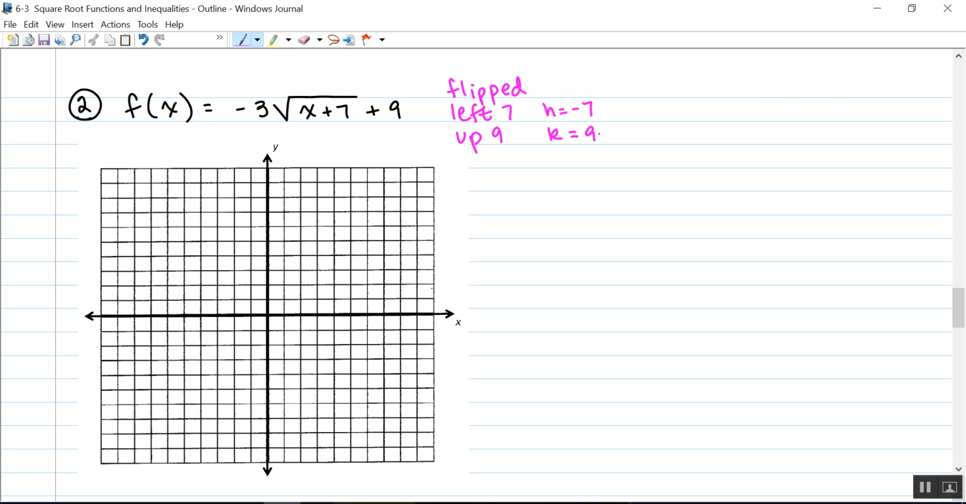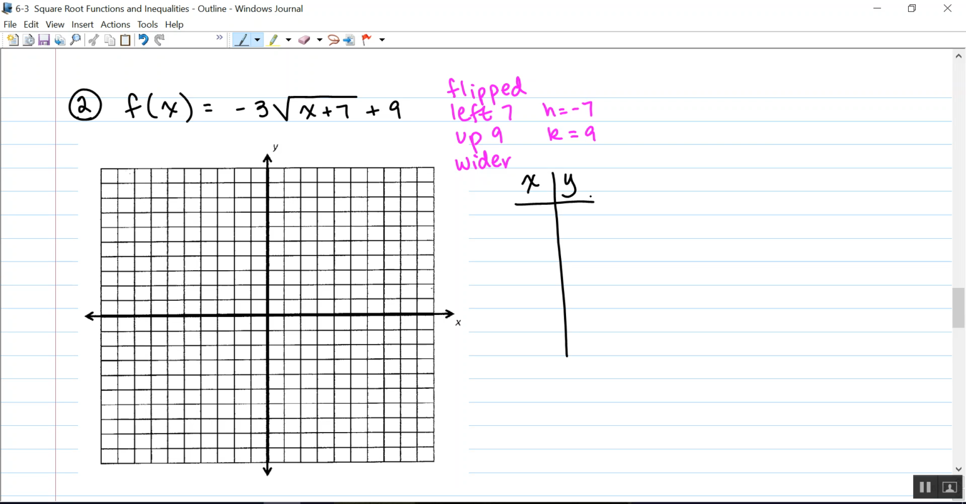Now this one would be a little hard. Oh, and also because we have a 3, it's going to be a little bit wider, because it's a whole number and not a fraction, which actually makes it a little hard to graph using transformations. So I'm going to make a table to do this one. So I'll make my table of values.